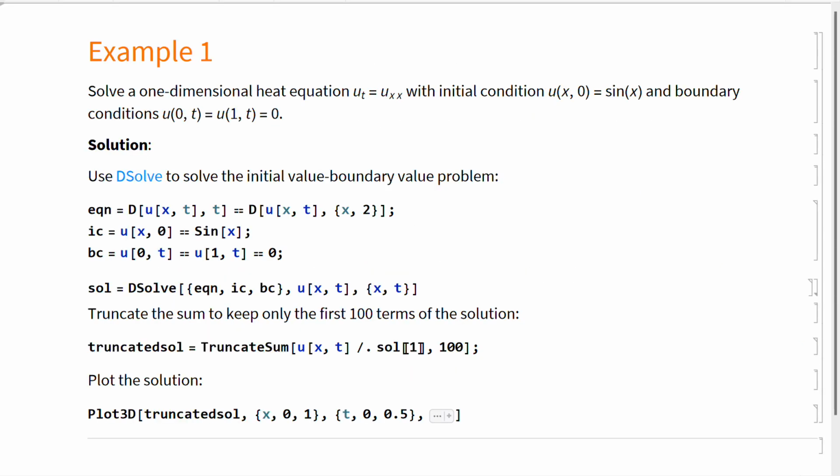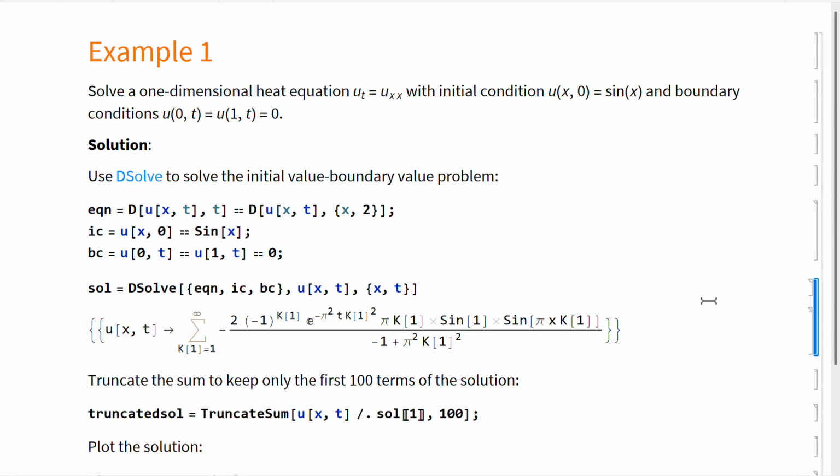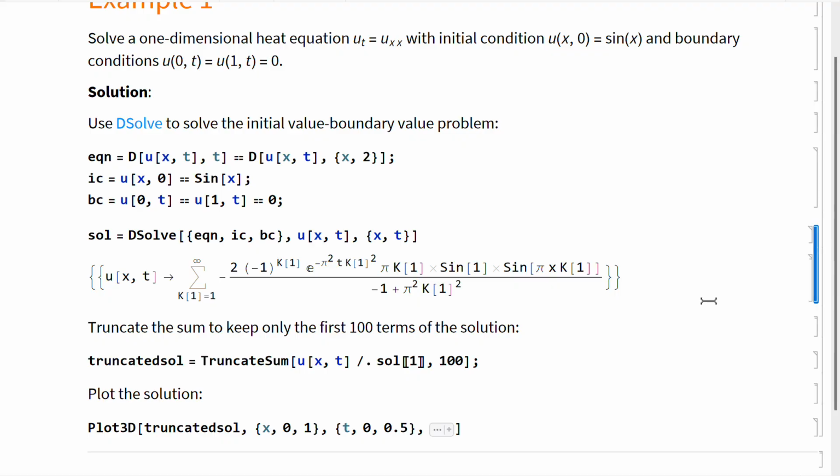As an example, let's consider the following one-dimensional heat equation with initial condition u(x,0) equal to sine x and homogeneous boundary conditions u(0,t) equal to u(1,t) equal to 0. We can use DSolve to solve this initial value boundary value problem in Wolfram Language, and as you can see, the solution contains an infinite sum.